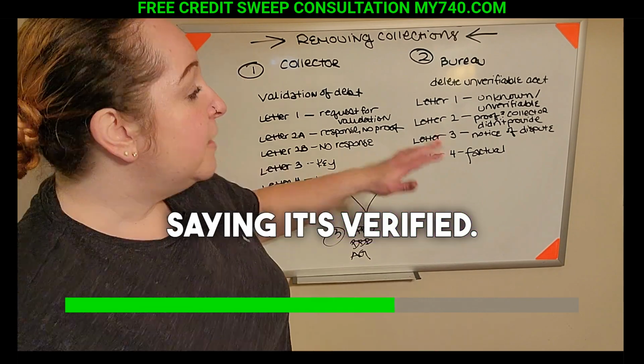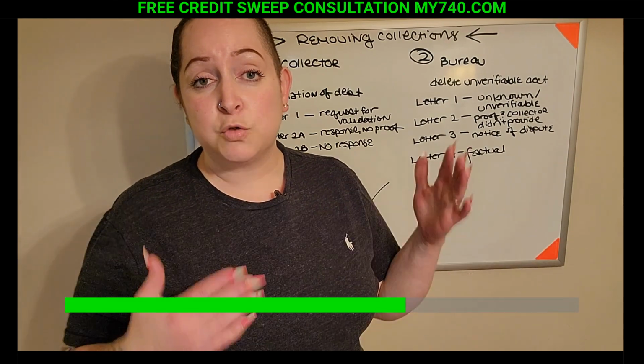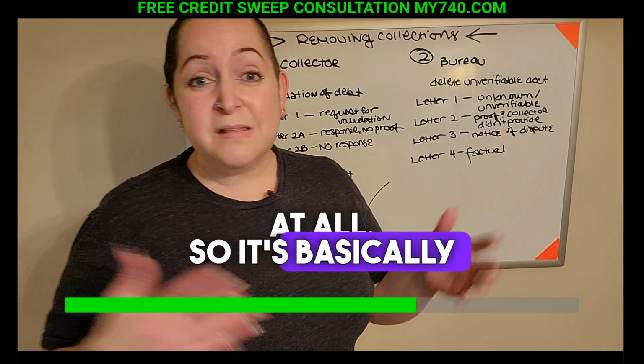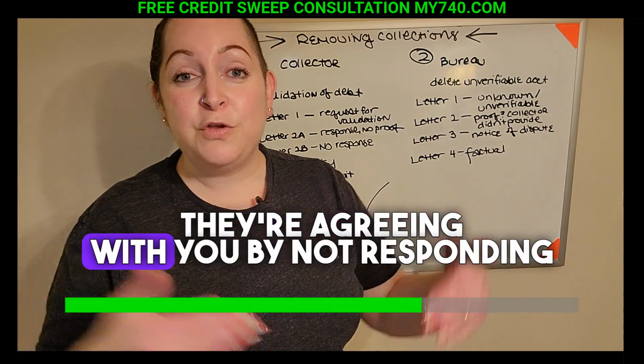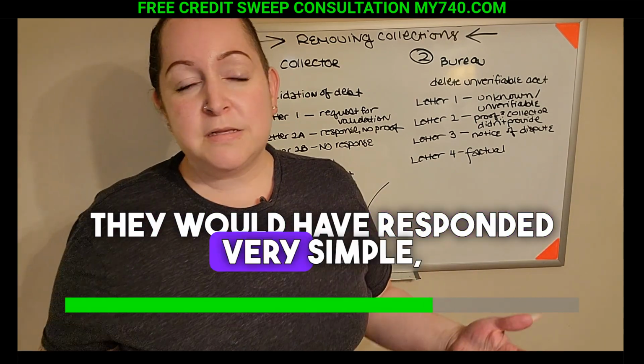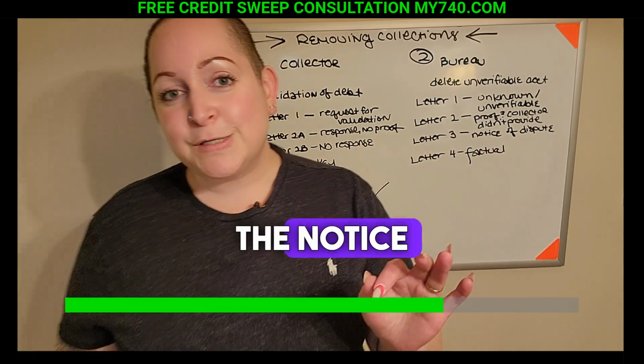saying it's verified. Letter 2 is where you say, hey, they either did respond but didn't give me actual proof, so where's the proof that they gave you, or they didn't respond at all. So it's basically estoppel by silence, right? They're agreeing with you by not responding, because if they did have proof, they would have responded. Very simple, straightforward, and common sense. Letter 3, again, the key, the notice of dispute.